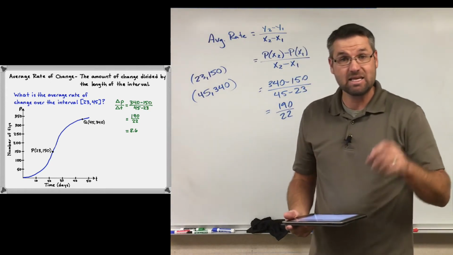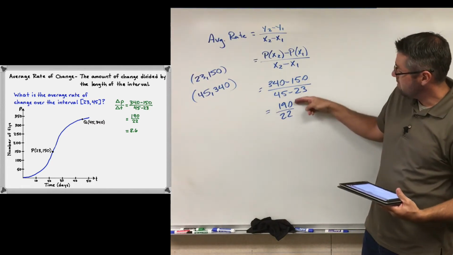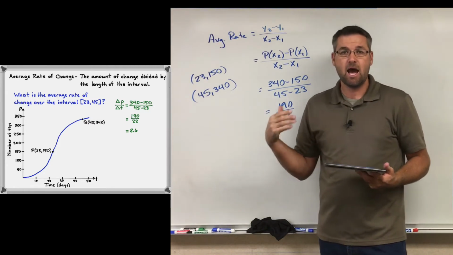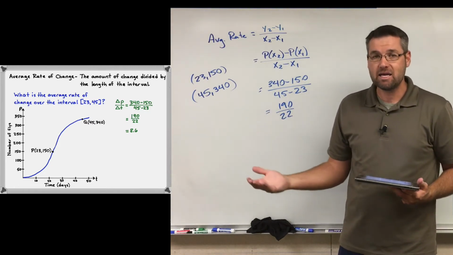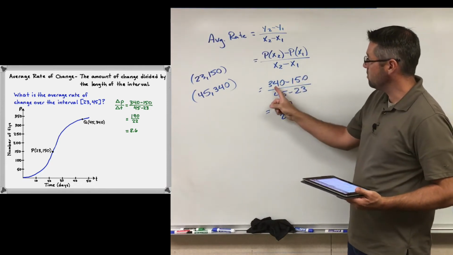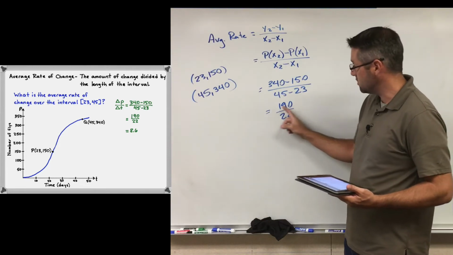Now, I will add to this the units. The units here are very important. We have something on top and something on the bottom. What does the 190 represent? The 190 represents how many flies were added to our system, whatever it is. Because we ended with more flies than we started with, we added 190, right? So it's a positive 190.